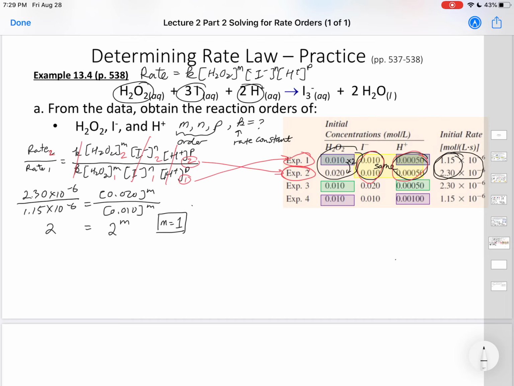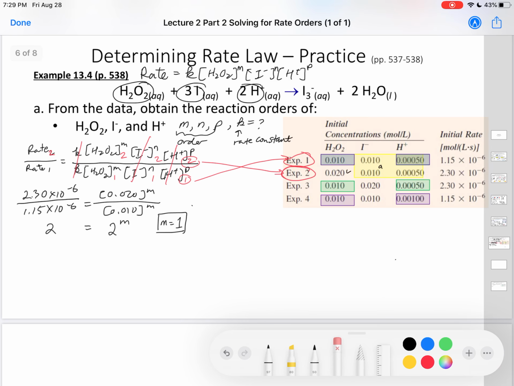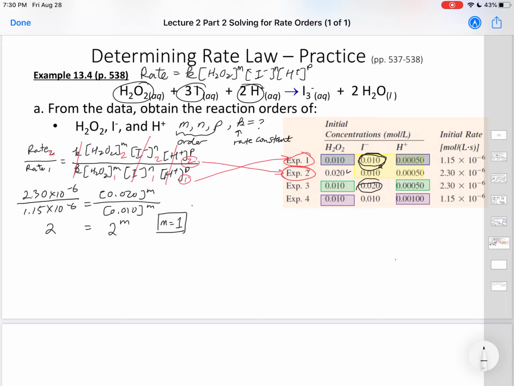Now that we've found m, we would like to know what is n. In that particular case, we should be looking at experiment 3 versus experiment 1. Why is that? Because if you look at experiment 3, the concentration of I minus has doubled, and the concentration of H2O2 and the concentration of H plus have stayed the same. Again, we're changing one variable, in this case the concentration of I minus, and everything else is controlled and held the same.